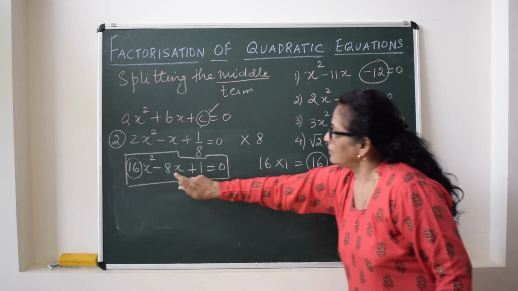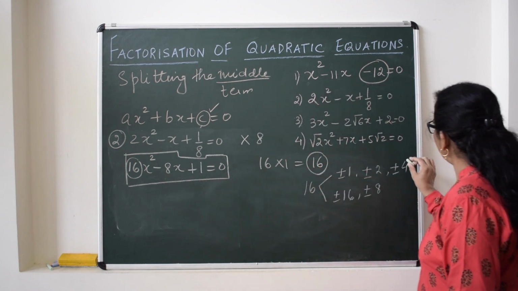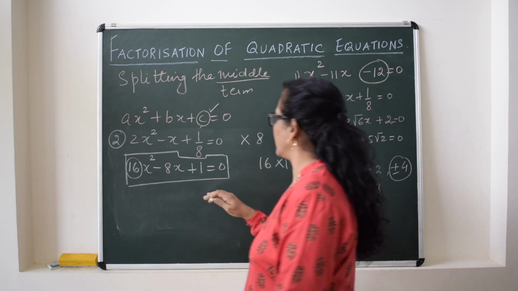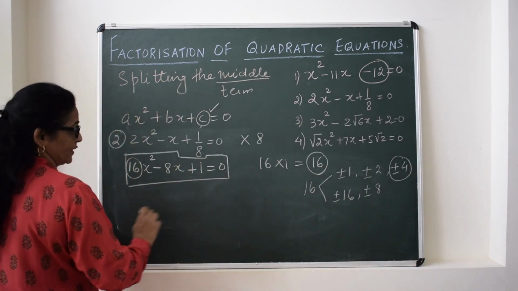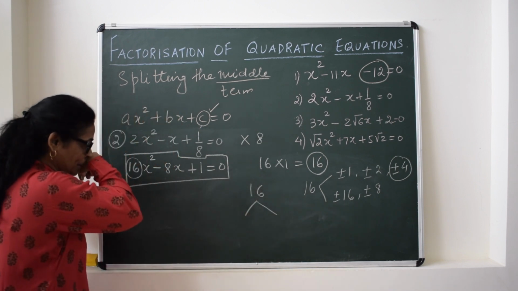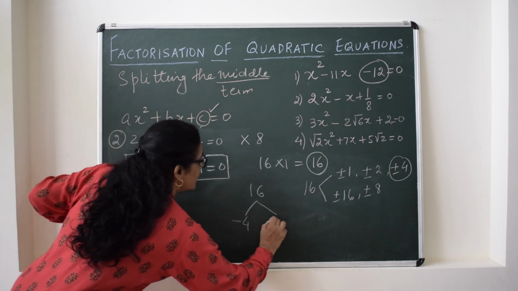Now you require minus 8. So the minute we see this 4 and 4, it should strike us that it can give us minus 8. So 16 we will break as minus 4 into minus 4.